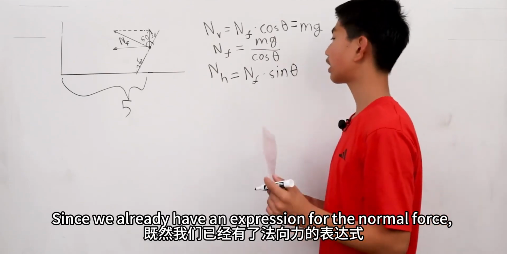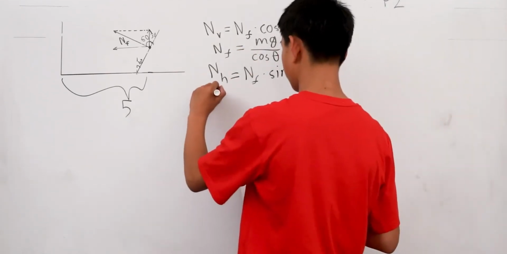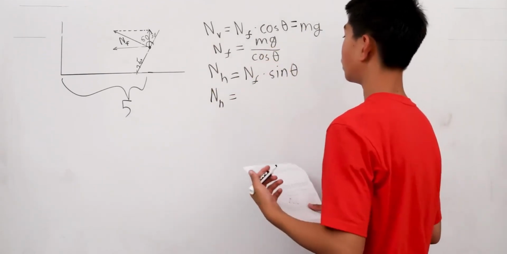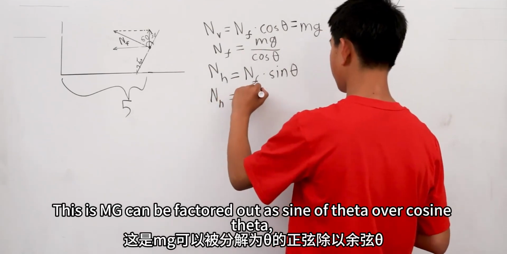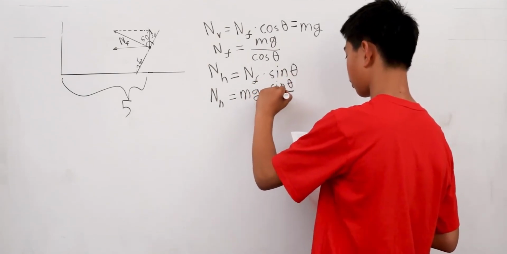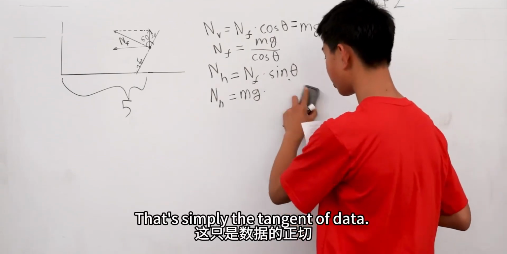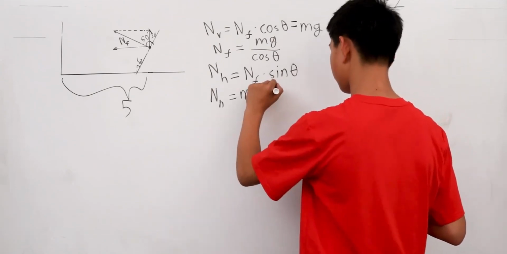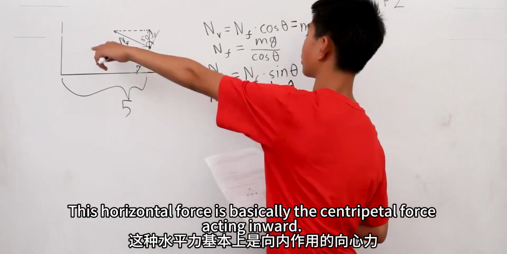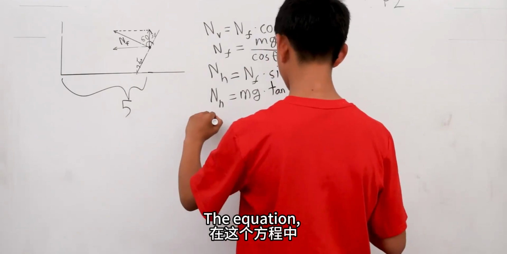And since we already have an expression for the normal force, we can plug that in right there. So this is equal to mg over cosine theta times sine of theta. Well, mg can be factored out, leaving sine of theta over cosine theta, and that's simply the tangent of theta. And this horizontal force is basically the centripetal force acting inward, and we have an equation for that.